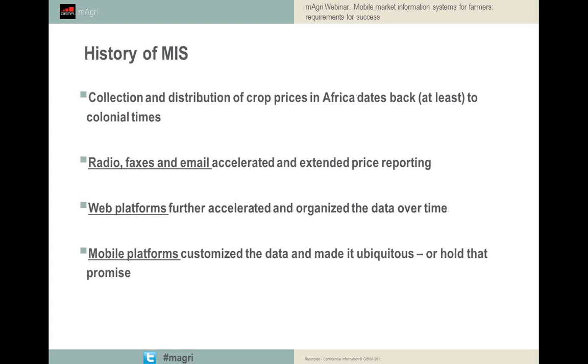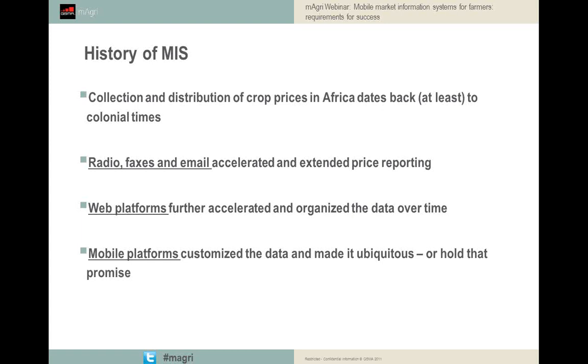Tracking agricultural price information is actually nothing new. The activity of collecting and distributing crop prices in Africa dates back at least to colonial times. The difference is that modern information and communications technologies have transformed what it's possible to do with price and other agricultural information. That transformation began with radio, faxes, and emails, which really accelerated and extended price reporting and gave rise to the first generation of MIS tools.